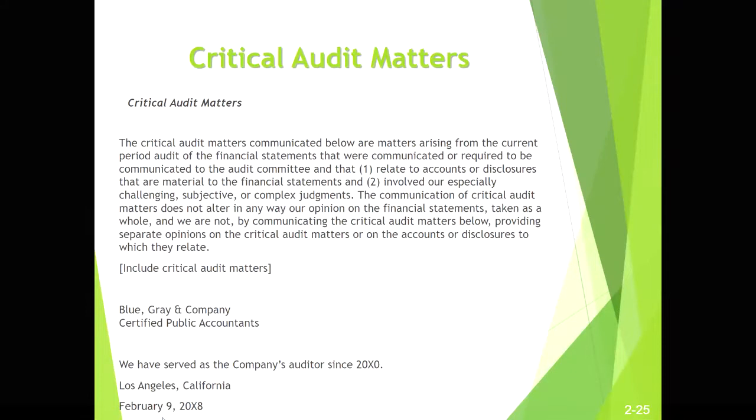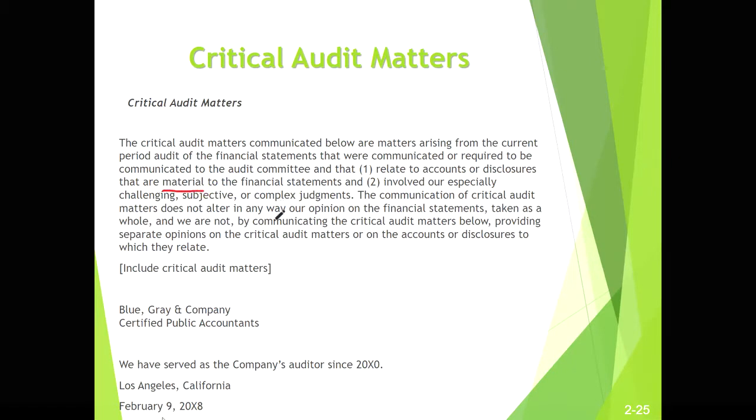Okay, so this next section is called the critical audit matters. Basically, this is an opportunity for the auditors to spell out more of what happened throughout the audit. Where are the difficult areas? They're basically saying these are the issues that had to be communicated to the audit committee, and they're material, right? They're significant to the financial statements.